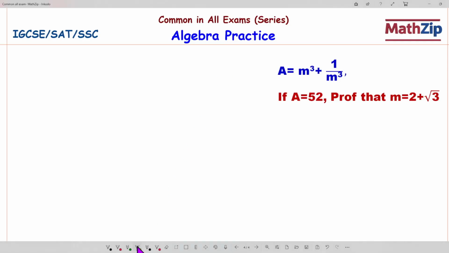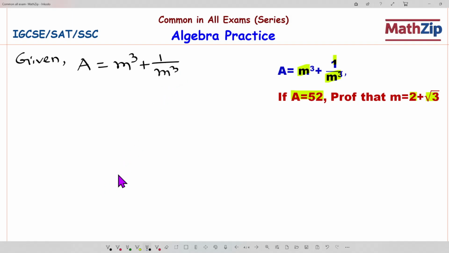Given a equals m cube plus 1 by m cube, we have to prove m equals 2 plus root 3 if a equals 52. This is very common math for examination. First, we have to write the given: a equals m cube plus 1 by m cube, right?